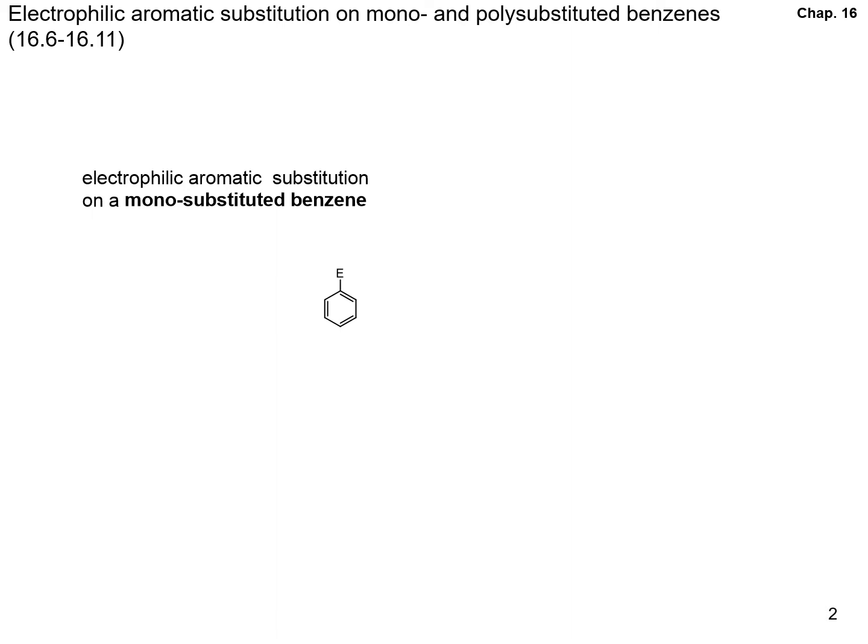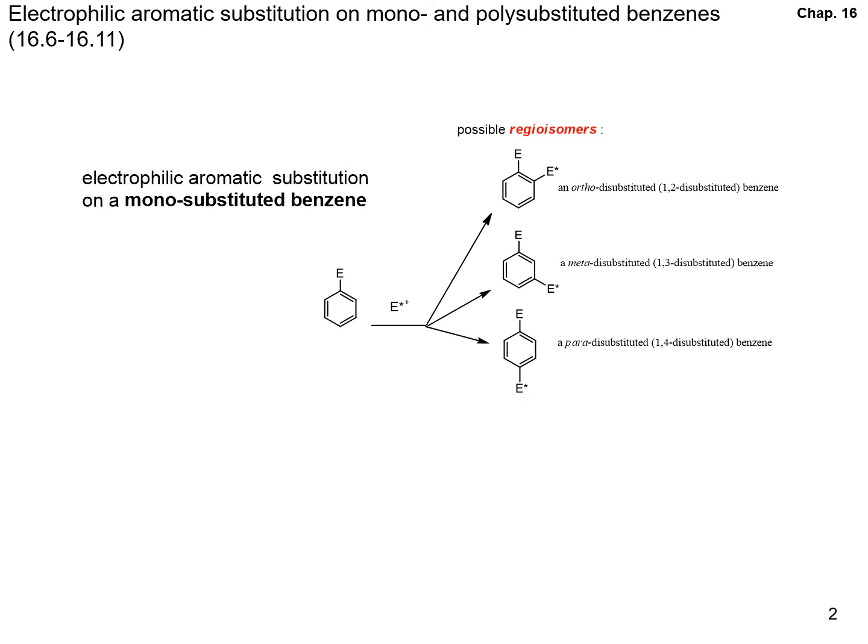When you perform electrophilic aromatic substitution on a mono-substituted benzene, you have the formation of a di-substituted benzene, and so you have to consider the formation of regioisomers, either ortho, meta, or para di-substituted benzene product.